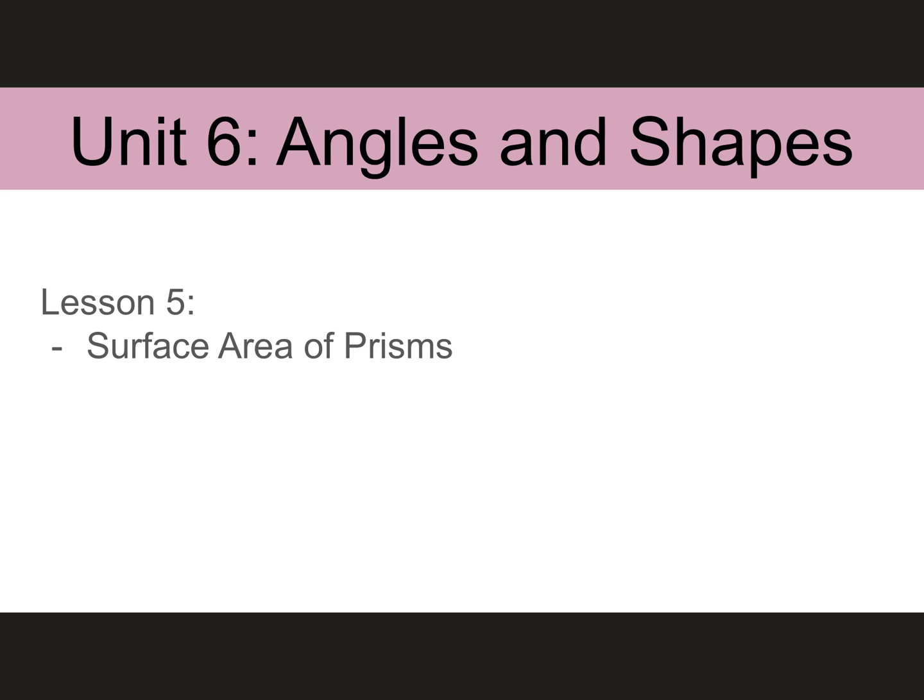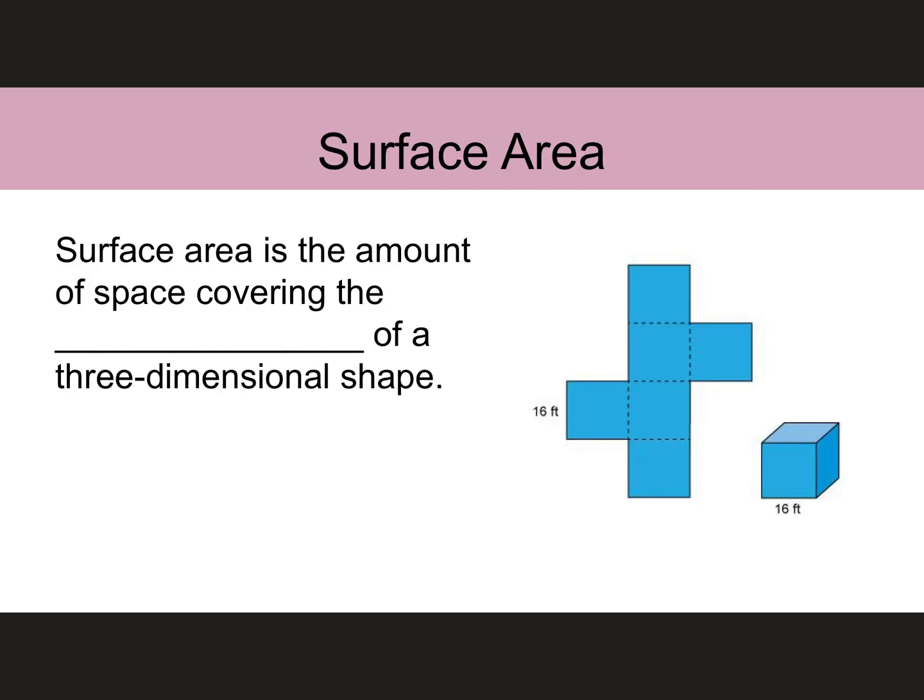Hello, here we go, Unit 6, Lesson 5. We're looking at surface area of prisms. Okay, so we already know the word area, and surface area is just a small extension of that learning that we've already had. And surface area is the amount of space covering the outside of a three-dimensional shape.